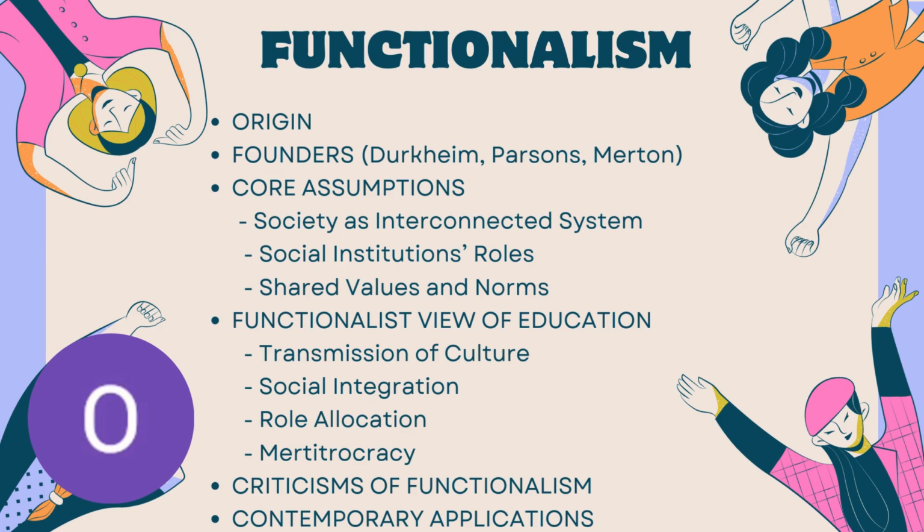Transmission of culture. One of the primary functions of education is to transmit the culture of society, including its values, norms, knowledge, and skills to the next generation. Through the formal curriculum and hidden curriculum, schools socialize children into the dominant culture and teach them the skills and dispositions needed to participate in social life. This process of cultural transmission helps to ensure continuity and stability across generations, as well as a sense of shared identity and purpose among members of a society.